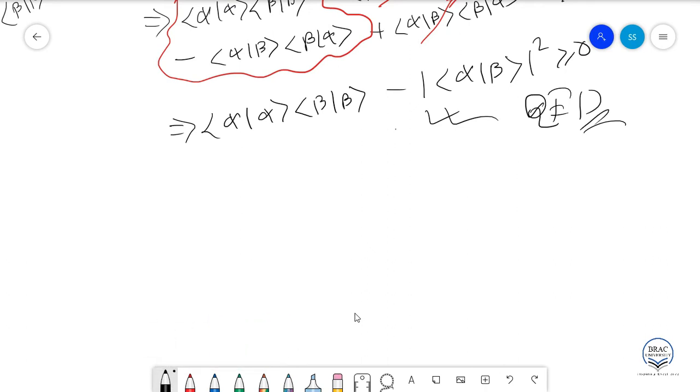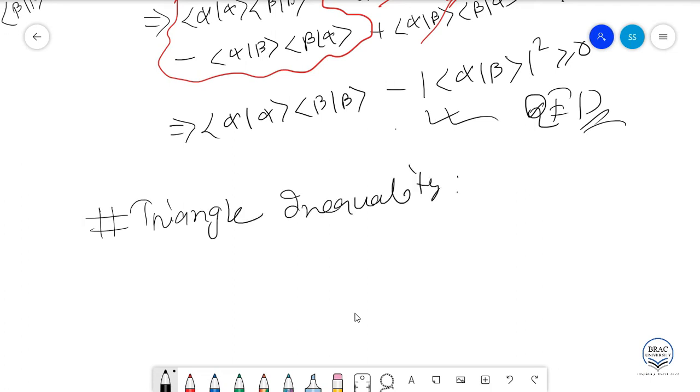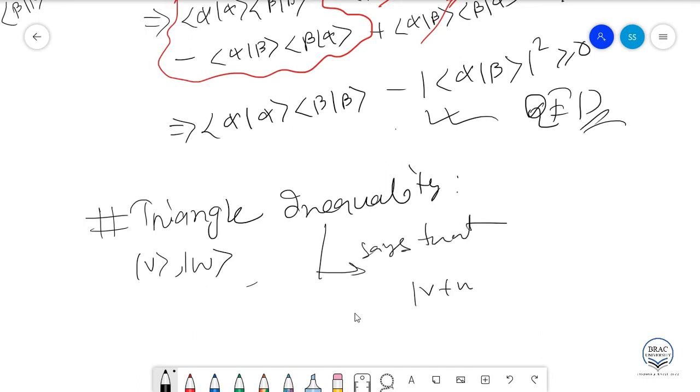So this is how we can prove the Schwarz inequality. And there is another inequality called the triangle inequality. Let's say if you have two vectors v and w again, then the triangle inequality says that the modulus of v plus w is equal or less than modulus of v plus modulus of w. And we're not going to prove it because this is geometrically very intuitive.